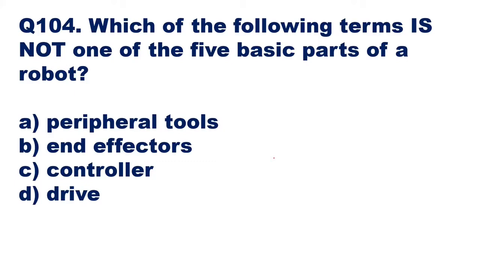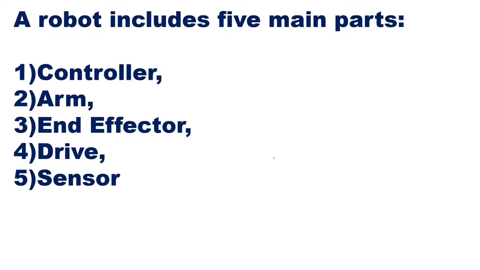If you go to see the concept of 5 basic parts, a robot includes 5 main important parts. Those are called a controller, which is the brain. Then you have arm, robot arm. Then you have end effector. Then you have drive and sensor. So these are the 5 main parts of a robot. Now, out of these 5, which is not there, or which option given in the question does not contain these main parts? So let's see that.